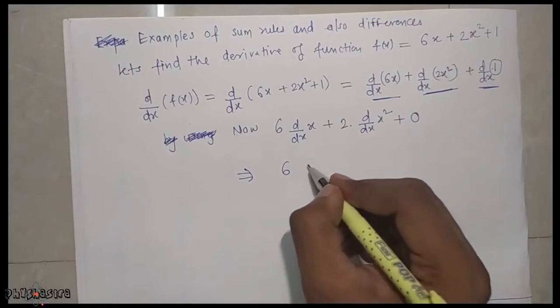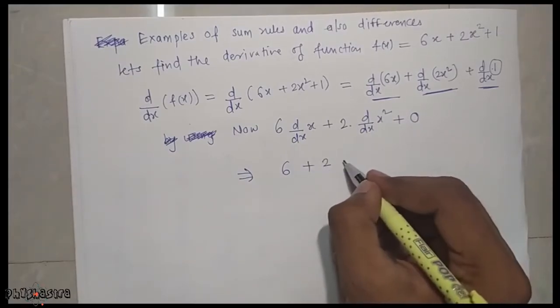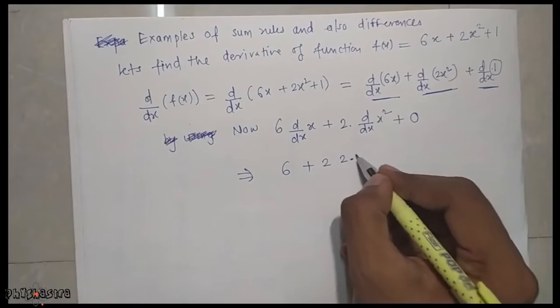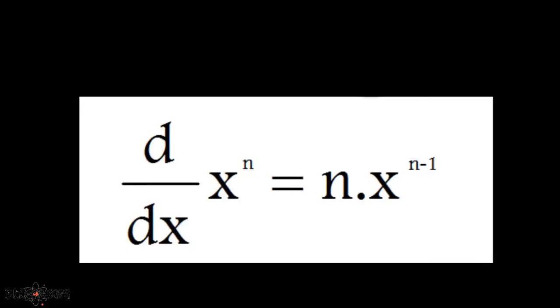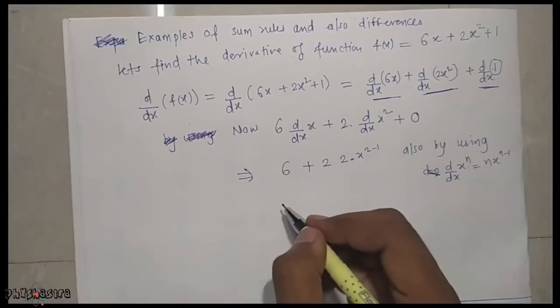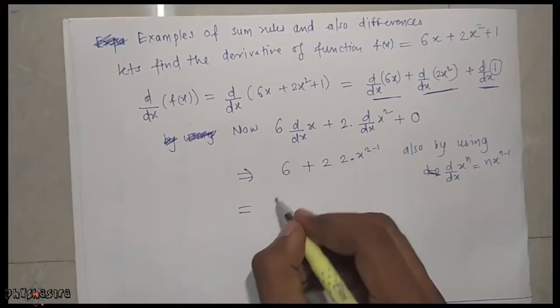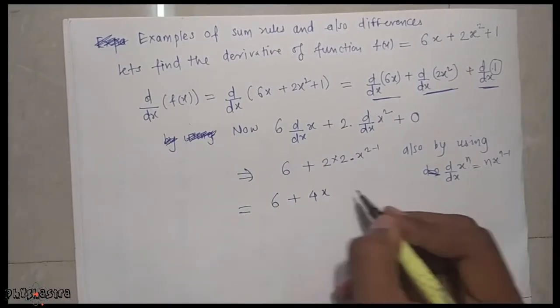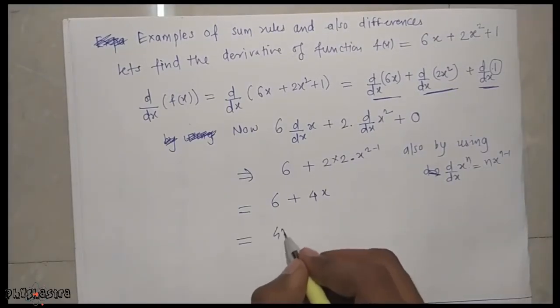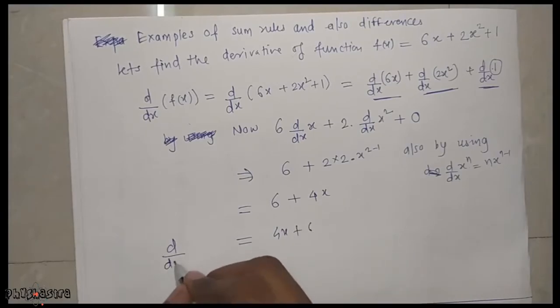Dx of x will be 1, so just 6 plus 2 multiplied by 2 dot x raised to 2 minus 1 by using the formula, and finally we get 6 plus 4x. So that is the derivative of the function. The derivative of the function 6x plus 2x square plus 1 is 6 plus 4x.